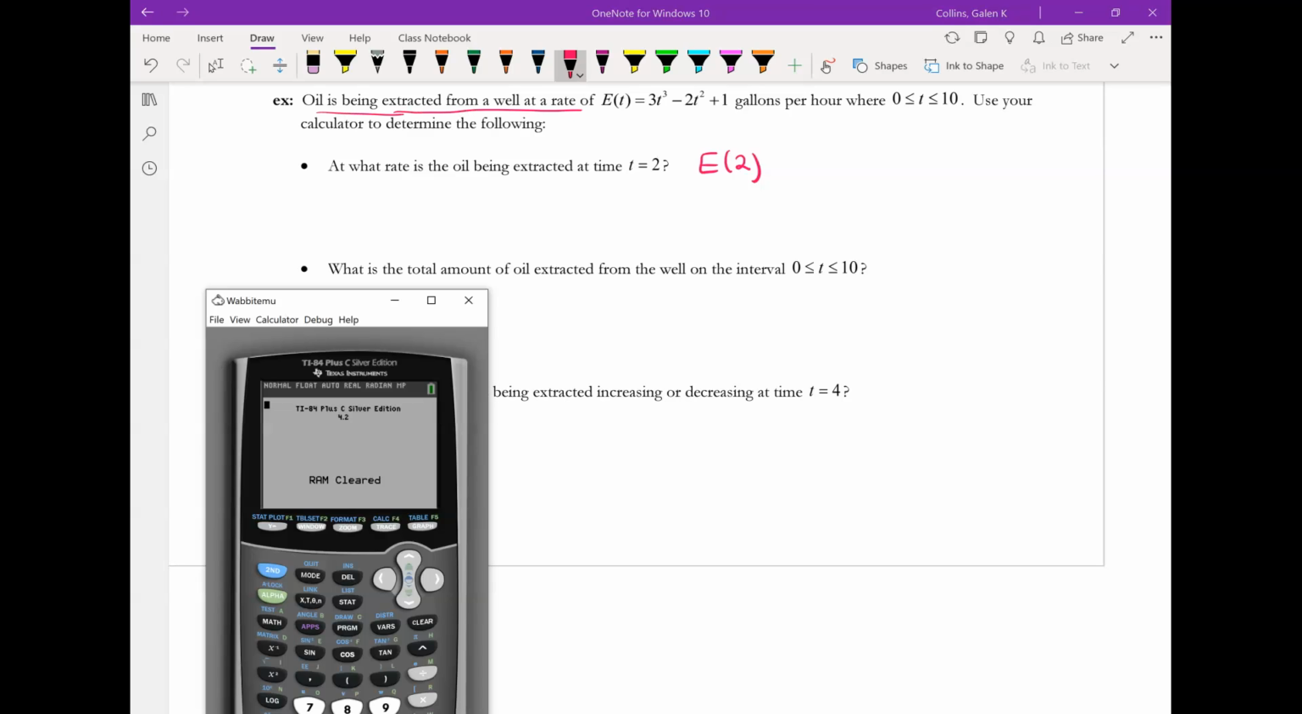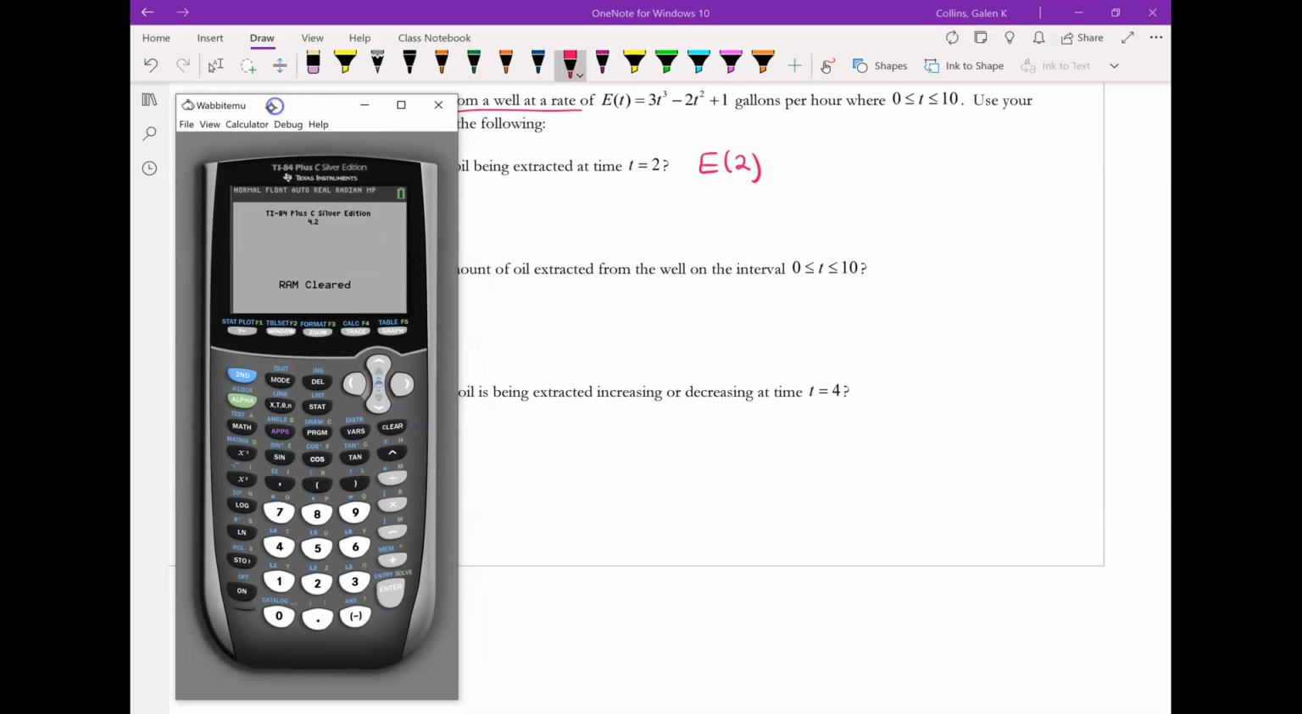So the first thing we want to do is go into y1 and write in our expression for E of t. So 3x cubed, since we can't make that a t, minus 2x squared plus 1.